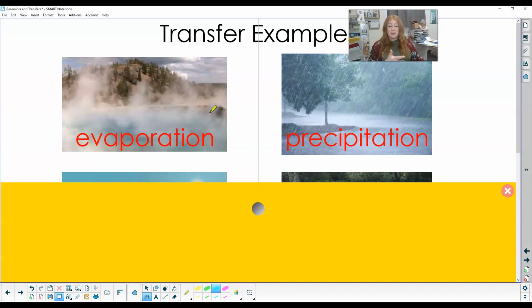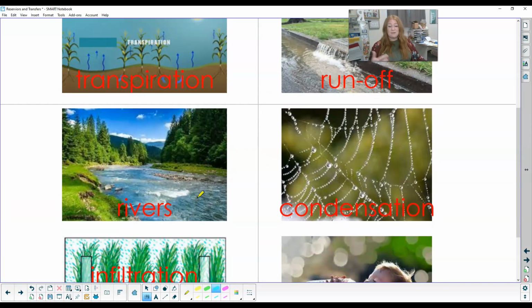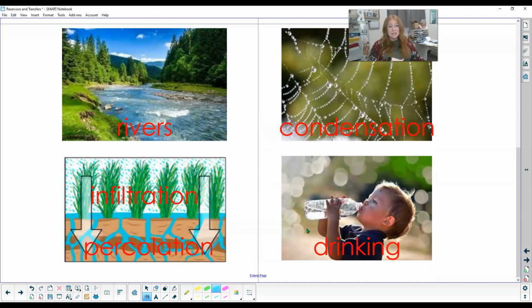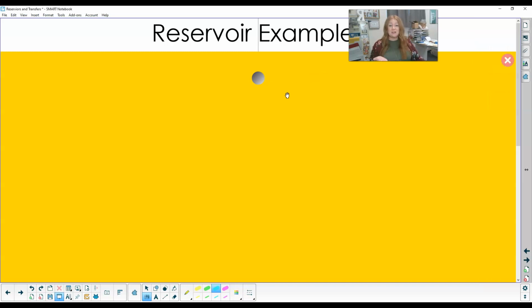It's moving the water. Evaporation and precipitation move. These are using kinetic energy. Transpiration, runoff, rivers, condensation, infiltration, percolation, drinking water. Anytime water is being moved and transferred, it is using that kinetic energy. And then we have our reservoirs that are storing and holding that water, so they are storing up that potential energy.